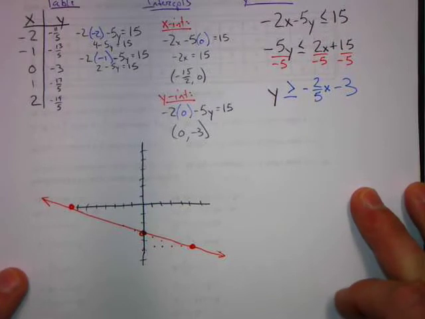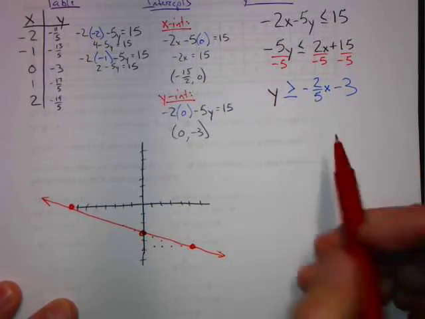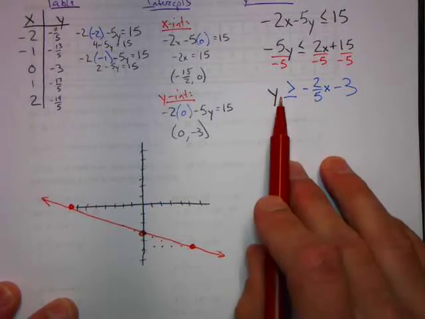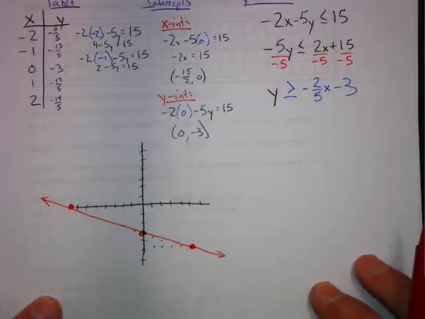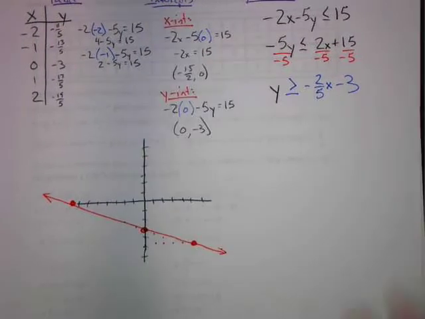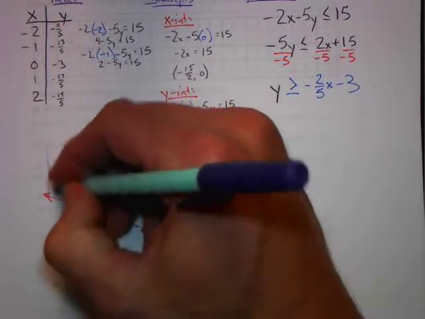And now we have to worry about shading. Okay, are we going to shade up? Are we going to shade down? So since we're reading y is greater than, we will be shading up. It's every ordered pair greater than this line. So we will shade up from the line.